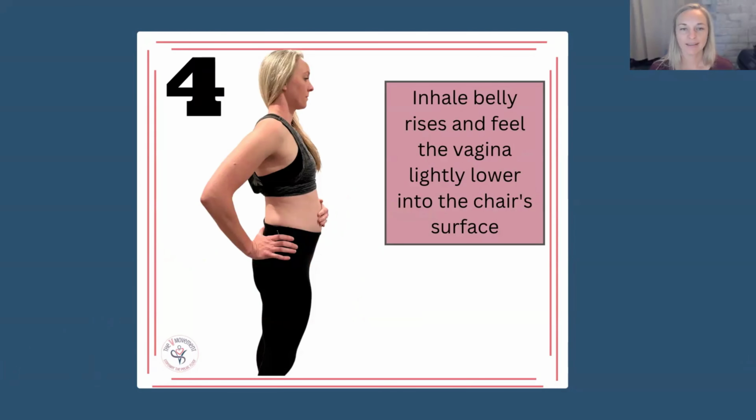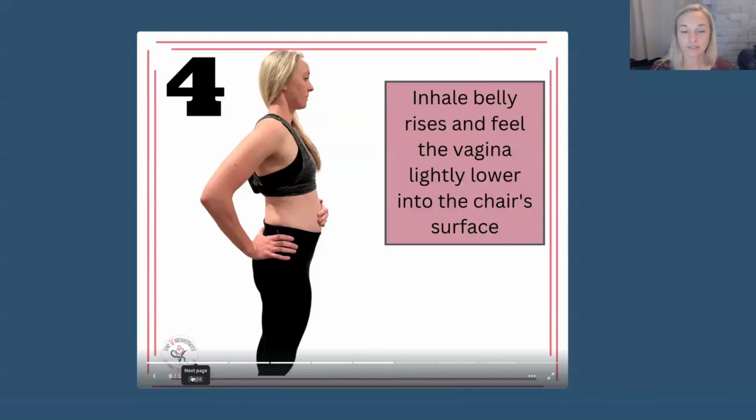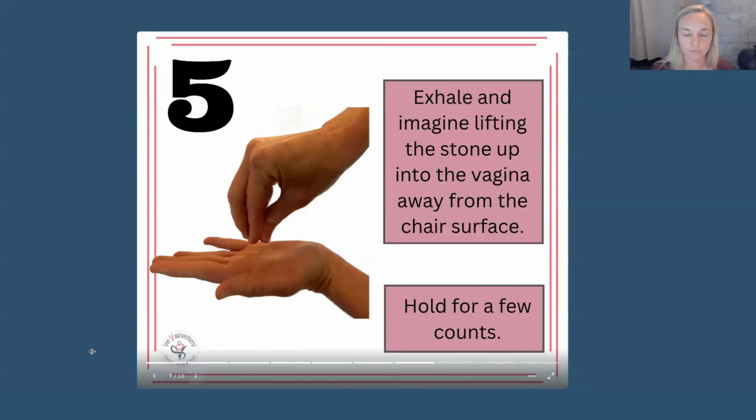What we're going to do is take a nice deep breath in. So we're inhaling through the nose, and I want you to notice if you can allow your belly to relax, or I wrote here, rise, right? So the belly's extending out a little bit. And then I want you to notice if you can feel a little bit of the vagina lowering down into the chair surface, or again, that perineal area into the chair surface around that stone. And it might be a really subtle movement. You may not notice anything, and that's okay. It takes a little bit of practice.